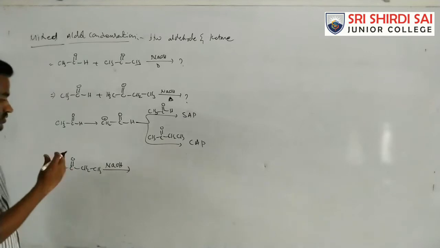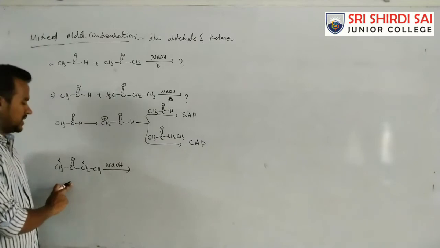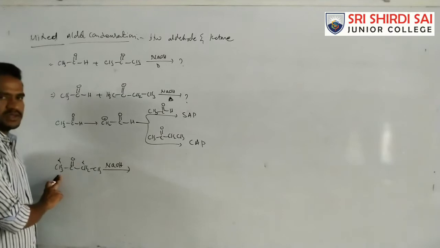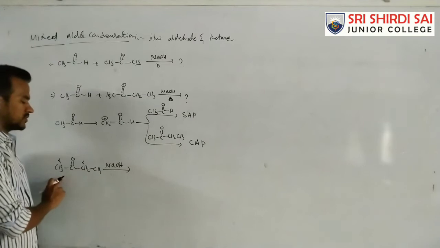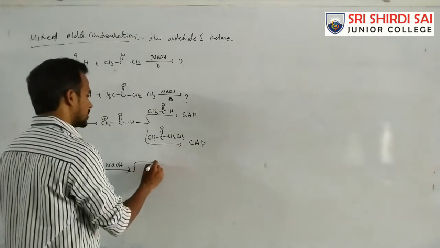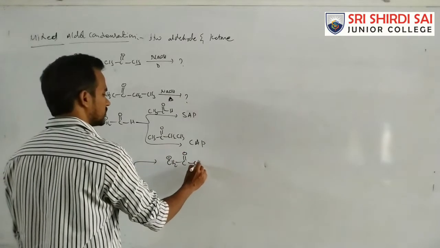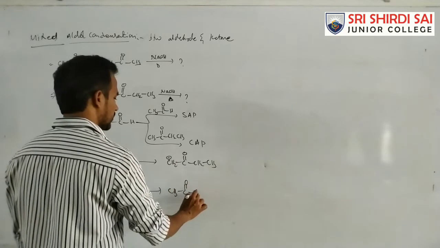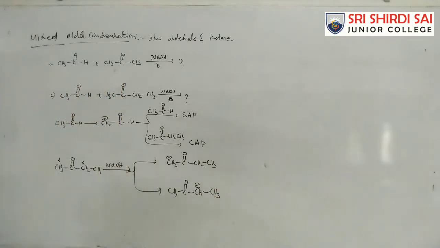Now CH3COCH2CH3, on reacting with NaOH, loses a proton. Here there are again two chances. This is the alpha carbon, and this is the alpha carbon. These two alpha carbons are different: one has 2 hydrogens, the other has 3 alpha hydrogens. So the base can remove a hydrogen from either carbon, and you get two carbanions: CH2(-)COCH2CH3 and CH3COCH(-)CH3. Two different nucleophiles are produced.